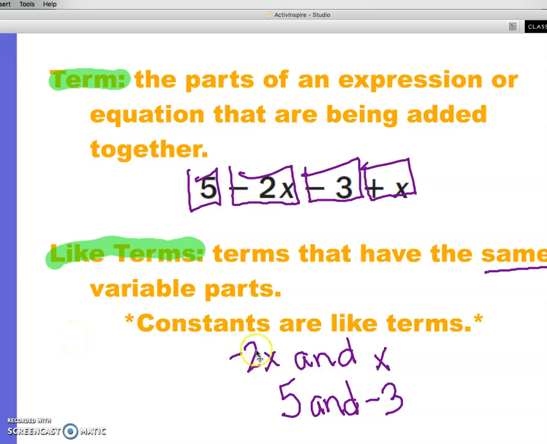Constants are like terms. So if I have a 5 and a 6, those are like terms. I can combine them together. I know that in the notes there are a little light, so you can't see much of them. So I would pause this and make sure you're filling out all of it.